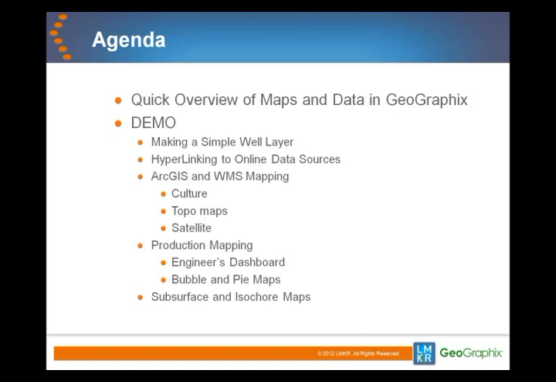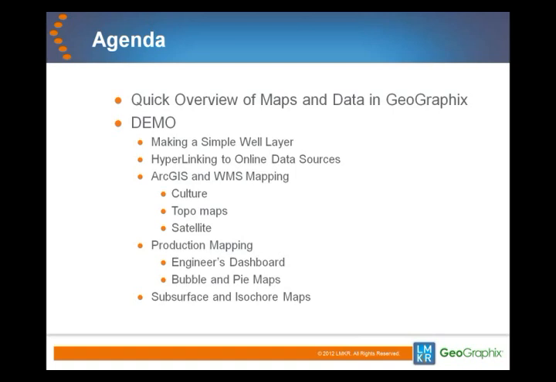We'll make a simple well layer. I'll show you how to hyperlink some information from online data sources to the wells on the map so that you could click on the well and then be able to navigate in your internet browser to that information online. We'll stream some culture, topo, satellite imagery from ArcGIS and the Web Map Services onto the map.